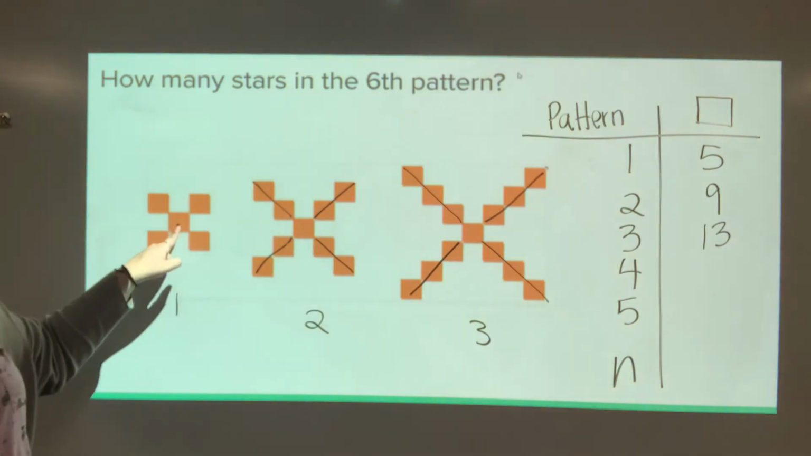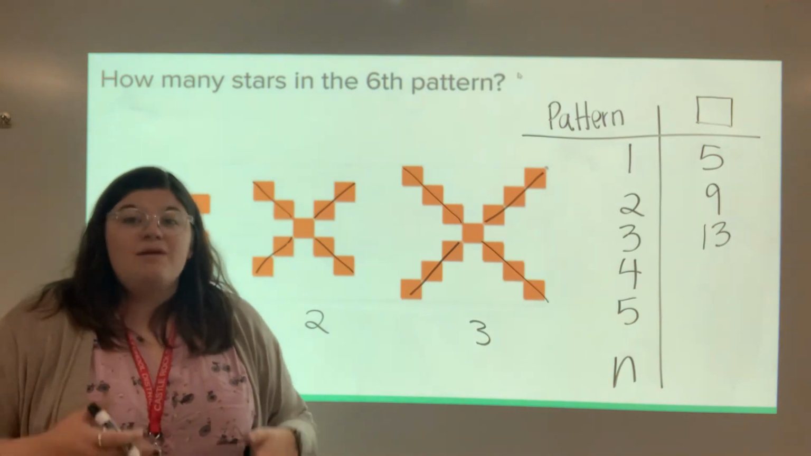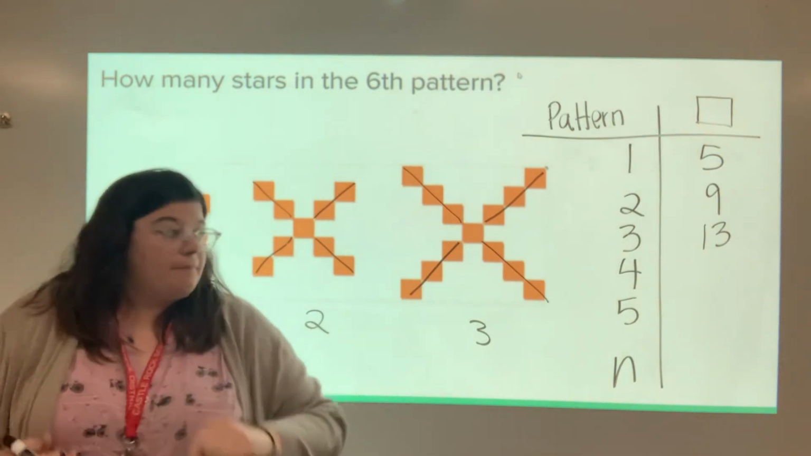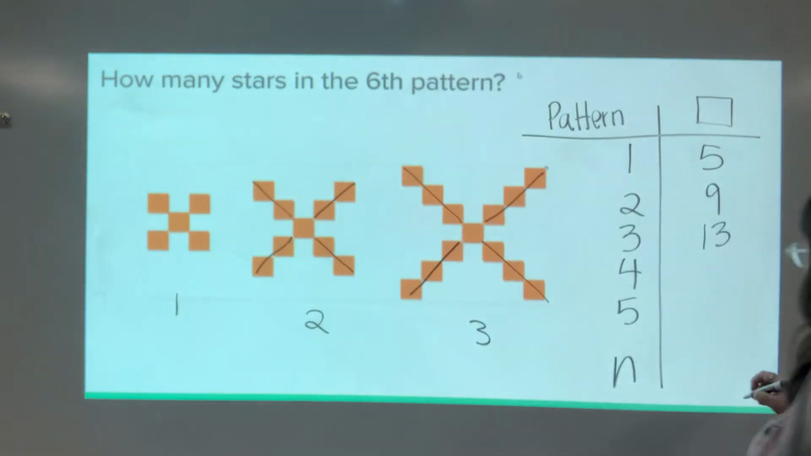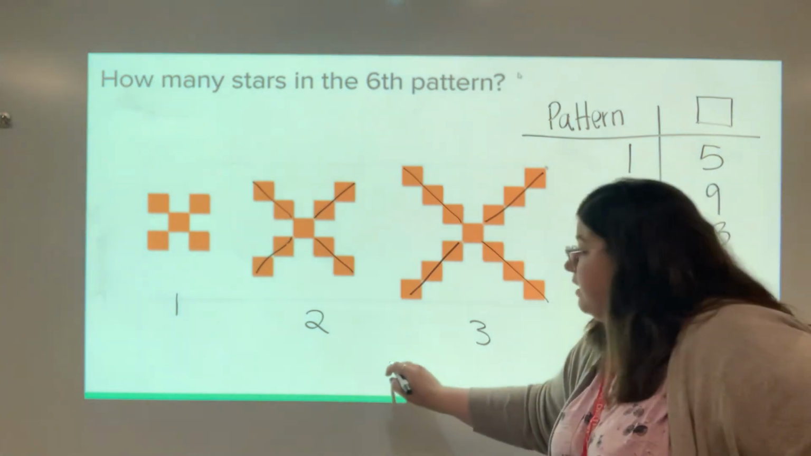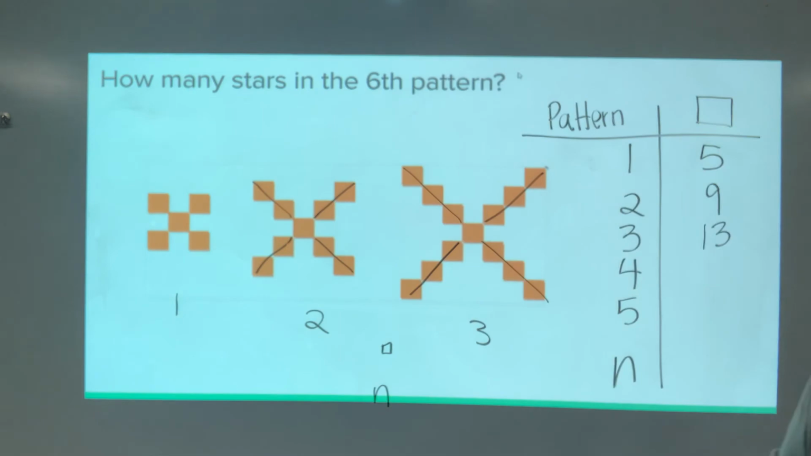So what's staying the same? Again, I have that 1. So no matter what pattern I'm in, if I'm in the nth pattern, there should always be that one middle one that's staying the same. So I'm going to draw the n one down here, right? So for pattern n, I have that middle block that's staying the same.